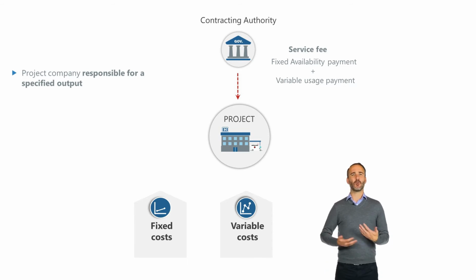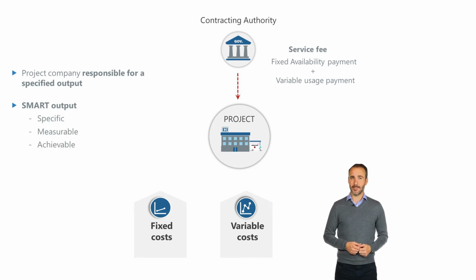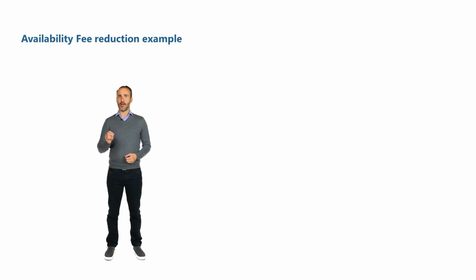They should always be drafted in a manner that is SMART. What we mean by SMART is they should be specific, measurable, achievable, realistic, and timely. It's easiest to understand how these specifications might work in real practice by thinking through an example. So let's focus on a hospital which receives an availability payment in every quarter.